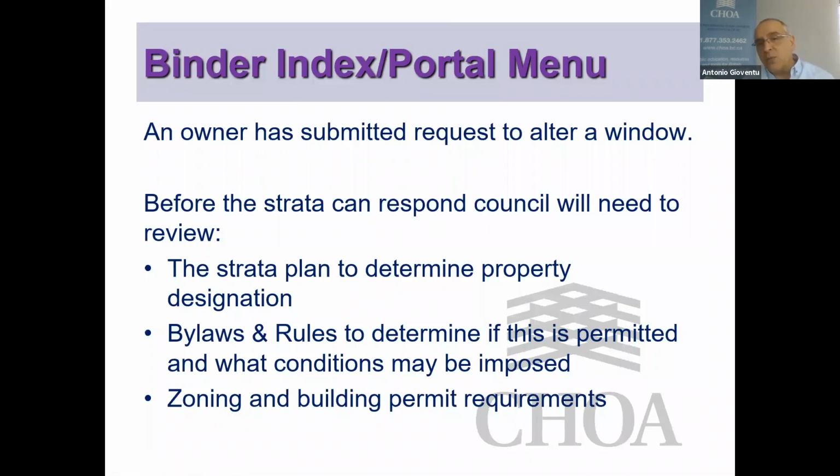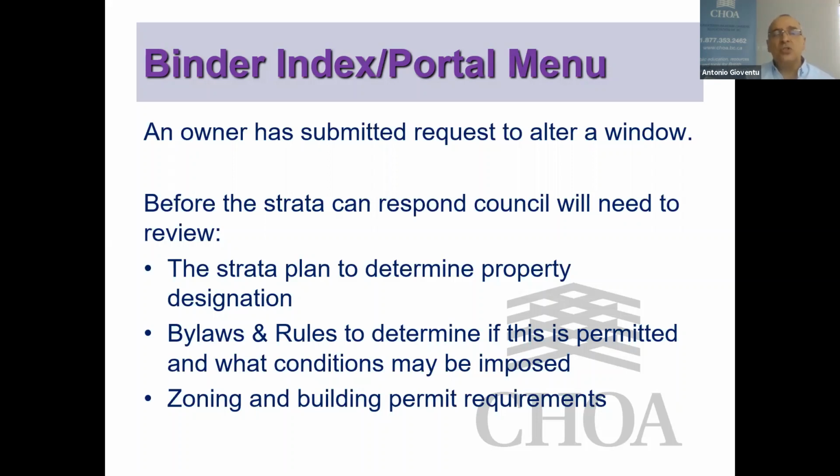An owner submits a request to alter a window. They basically want to upgrade their windows because the windows are old and a lot of them have failed, and the Strata has not yet scheduled to renew them. But before the Strata Council can respond, you need to look closely at the property designation. Are those windows the responsibility of the Strata Corporation or the responsibility of the Strata lot owner? That's going to be determined in your bylaws and the designation of the property.